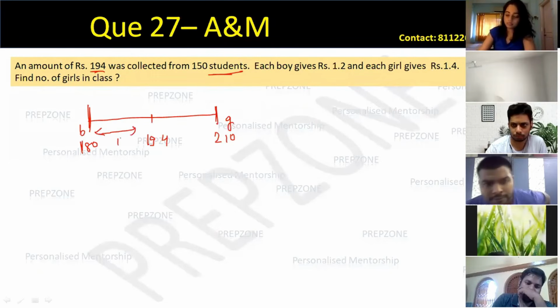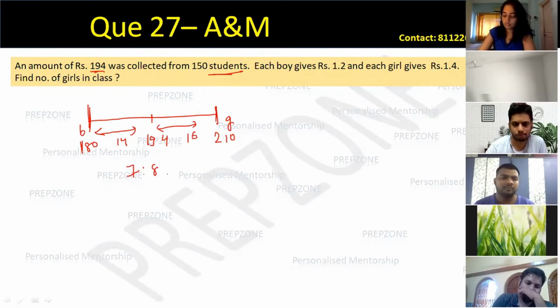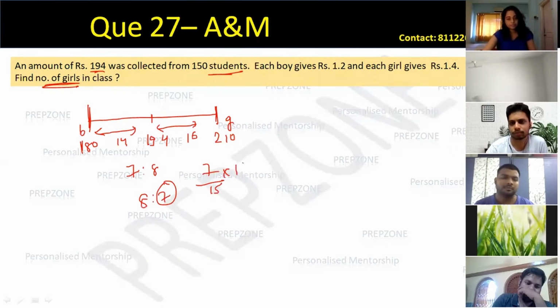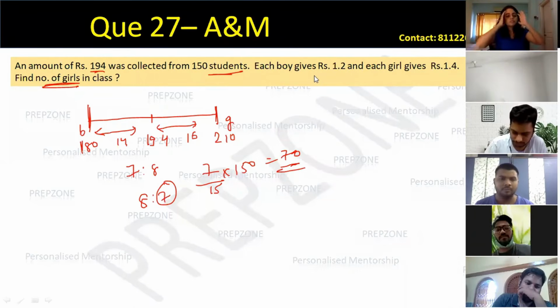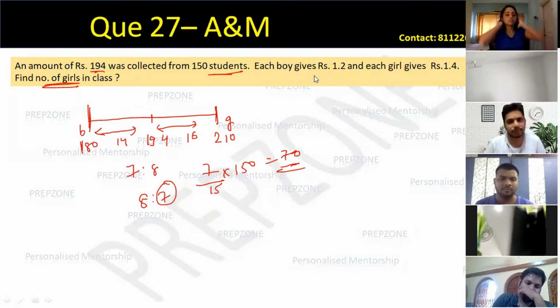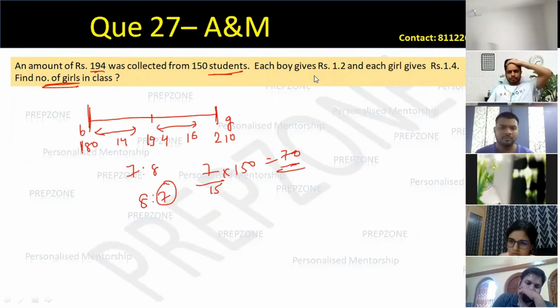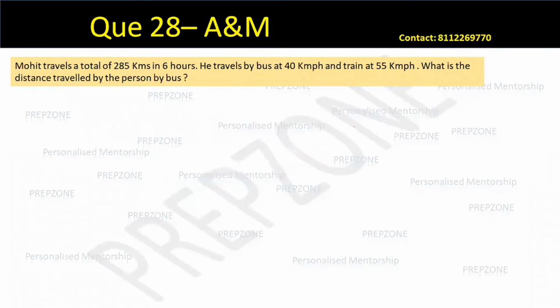So this distance is 14. Yes. This is 16. So the ratio of the distance is 7:8, so the ratio of the quantities will be 8:7. So 8/15 into... no, you have to calculate girls, so girls will be 7. So 7/15 into 150. So total 70 girls. See, the average has to be between two entities. So two entities have to be the extremes: if I have all of one versus all of the other, and then you can apply distance. So next question.